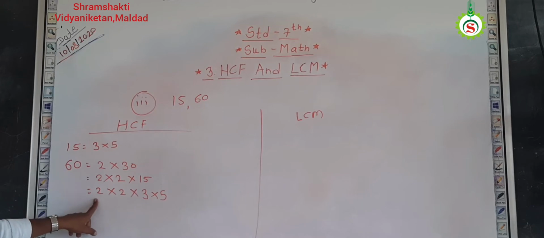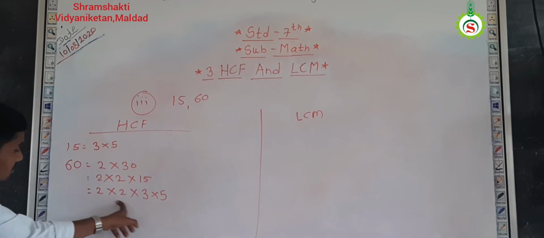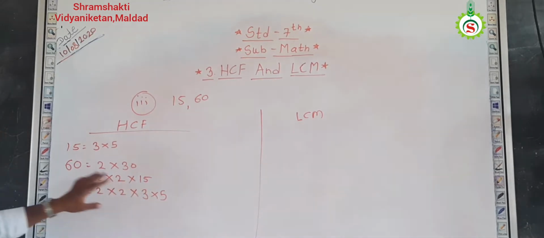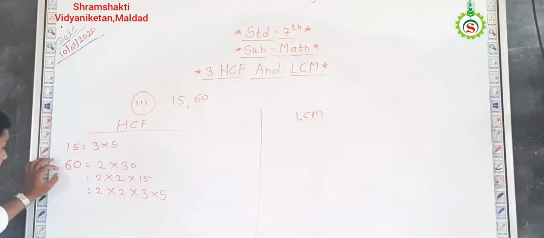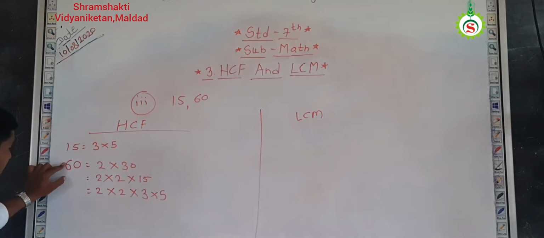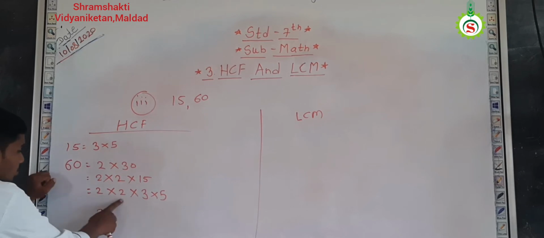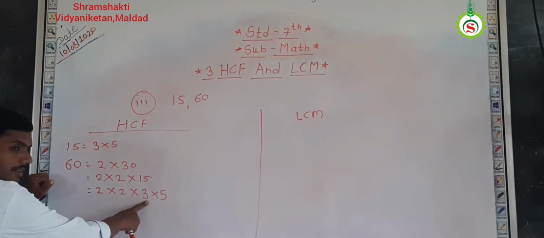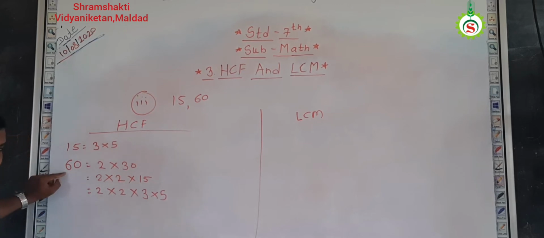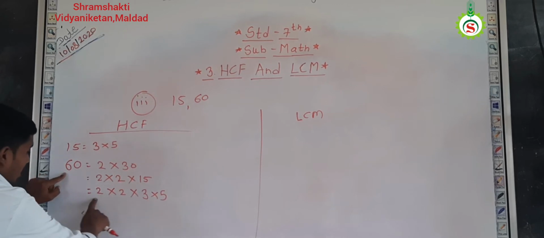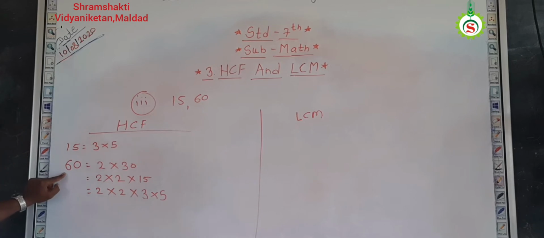That means all the numbers are prime numbers. That means our factorization is over. Now if I want to verify that the factors are correct or not, what I will do? I will take the product. So 2 twos are 4, 4 threes are 12, and 12 fives are 60. That means our factors are correct.